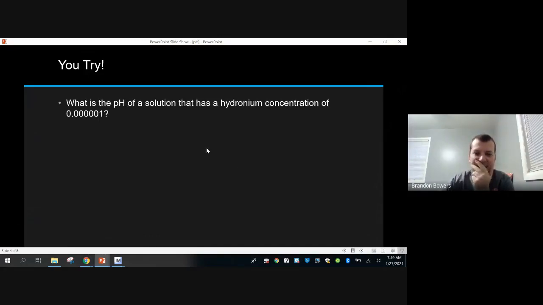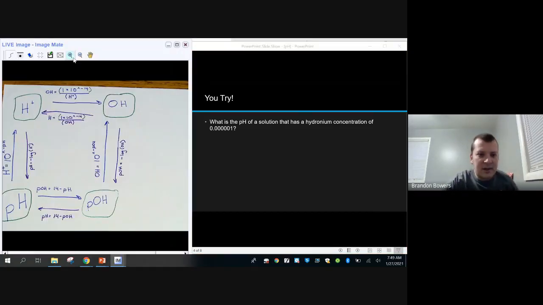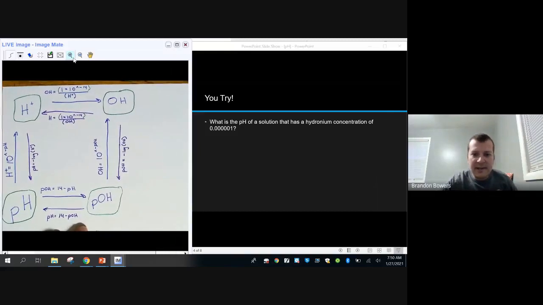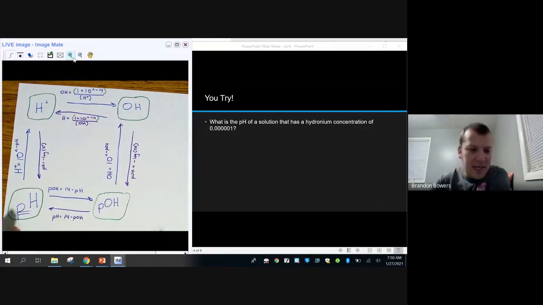So if we see a question like this: What is the pH of a solution that has a hydronium concentration of 0.000001? How would you solve this? I'm going to show you how you would use our document here to solve that. So it says, what is pH? I'm solving for this box. I want to get to pH.